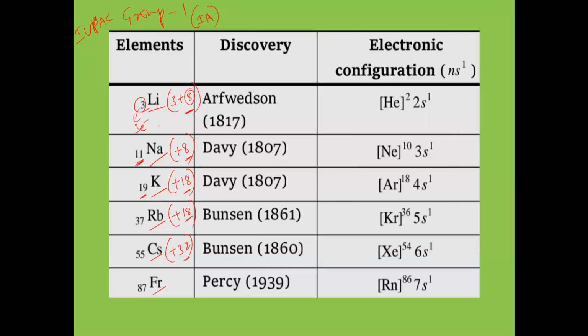Next. So lithium, how many electrons are there in a lithium atom? 3 electrons will be there. What will be the electronic configuration? 1s2, 2s1. 1s2 is nothing but helium. So 1s2 and 2s1. So what is the outermost electronic configuration here? 2s1. The outermost electronic configuration is 2s1 for lithium.